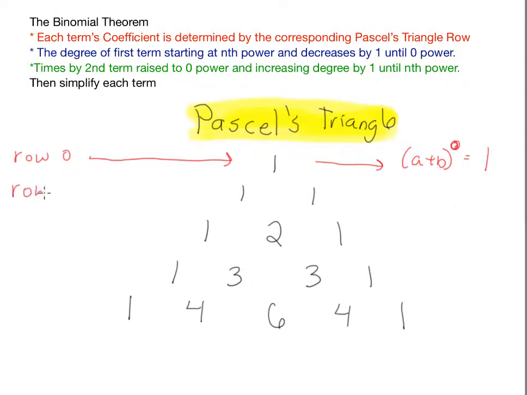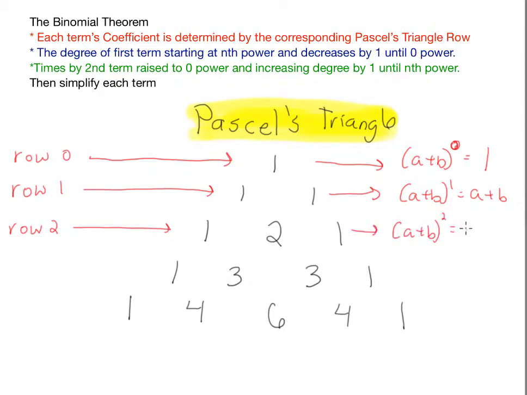Row 1 corresponds to if we take a binomial and raise it to the first degree, a plus b to the first degree, which you recall from the first thing, is a plus b. Now notice those coefficients are 1 and 1. Row 2 corresponds to a plus b squared, which remember is a squared plus 2ab plus b squared. And notice the coefficients there are 1, 2, and 1, which corresponds to this row. And you can continue this on for as many rows as you want. So that's why we use Pascal's triangle in the binomial theorem process that we're going to be doing.